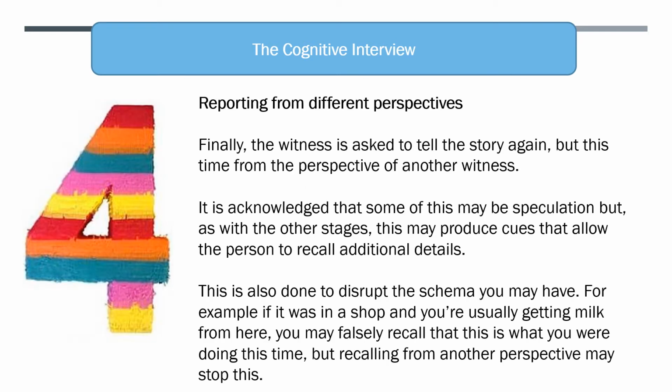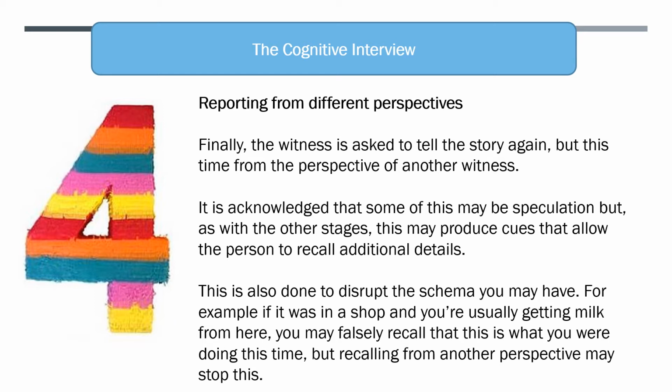And number 4 is reporting from different perspectives. So the participant or the witness will be asked to tell the story again, but from someone else's perspective. So they might have said there was a woman across the road watching it. So the interviewer might say, right, imagine you are that person, what would they have seen? And that might allow them to again get some more finer details that they have missed out accidentally the first time. It also disrupts the scheme that you might have.